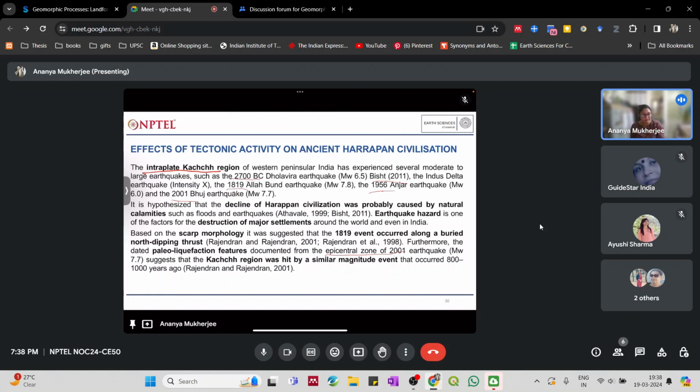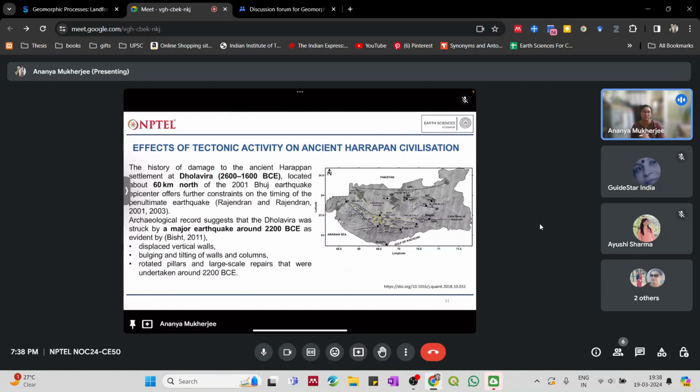So over here what they tried to study was Dholavira, which was actually present around 2600 to 1600 BCE, and this area is currently situated 60 km north of the epicenter associated with the 2001 Bhuj earthquake. So what the archaeological records have suggested is that a major earthquake did hit the Dholavira area at around 2200 BC, and the evidences that supported this were the displaced vertical walls.